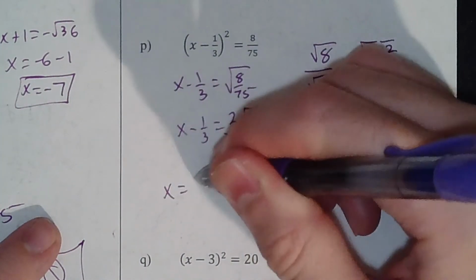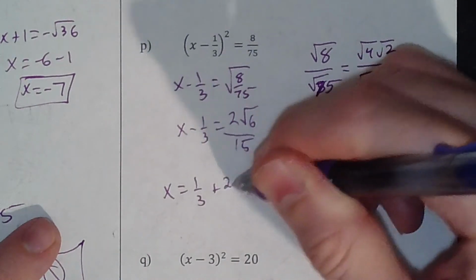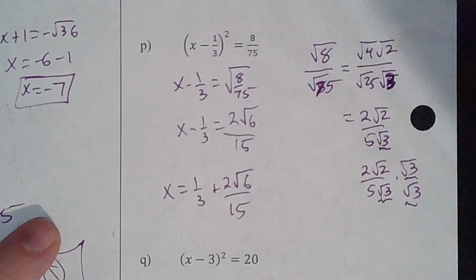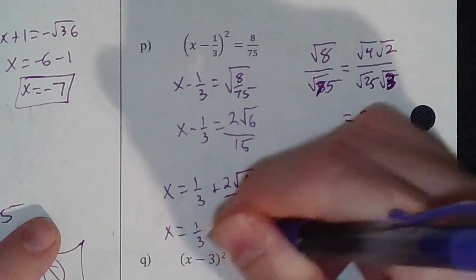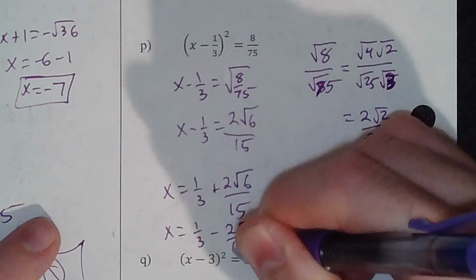Finally add the 1/3 to both sides. Plus 2 square root of 6 over 15. Don't forget we did this whole thing. We forgot the minus sign in front of it. If you don't remember that, you'll lose half the points, so don't do that to yourself.